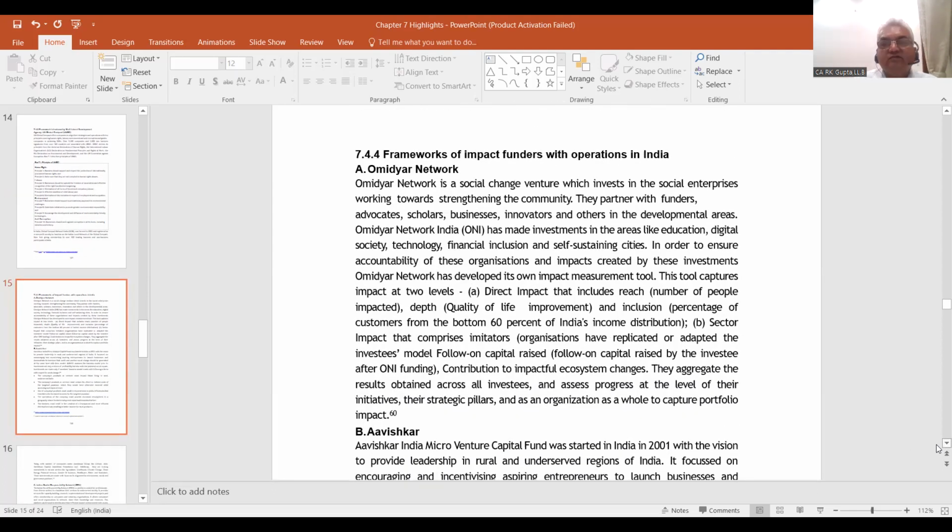उसके बाद में आ गया फिर फ्रेमवर्क ऑफ इम्पैक्ट फंडर्स विद ऑपरेशंस इन इंडिया. इसमें इसको कल करेंगे हम लोग. तो पहला तो है OMIDR नेटवर्क. ये OMIDR नेटवर्क क्या है देख लेते हैं मोटा मोटा, बट करेंगे कल.